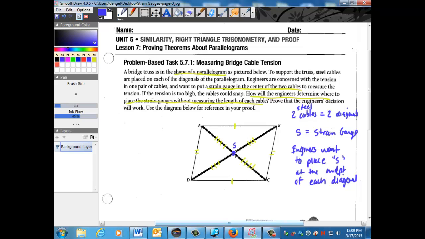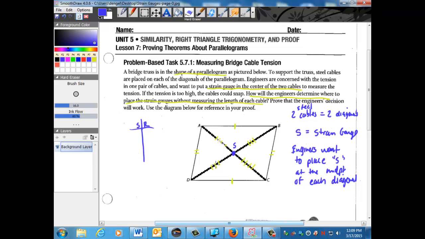at the intersection point will be at the midpoint of these two diagonals. So we already know that, but what we're being asked to do is a two-column proof. We're trying to prove that point S is at the center, okay? But what we can't use is these points.